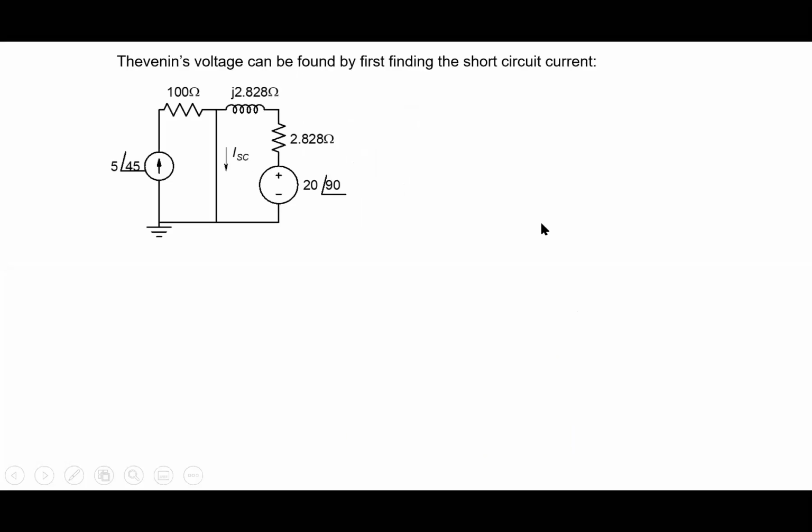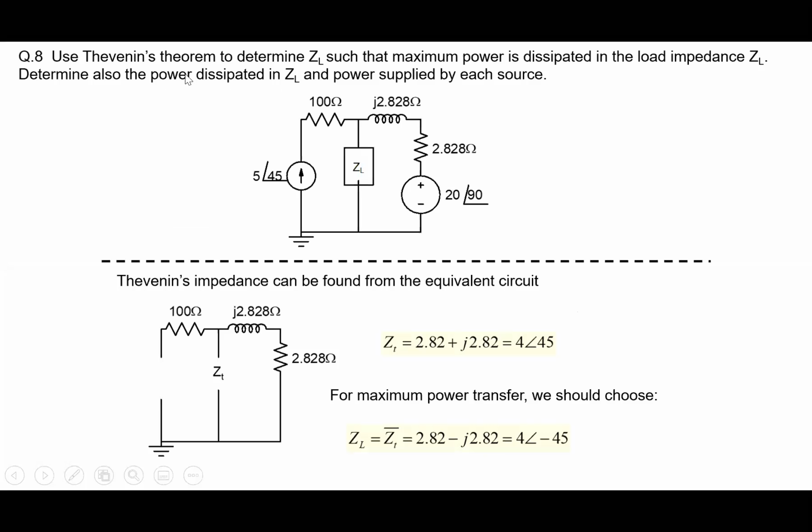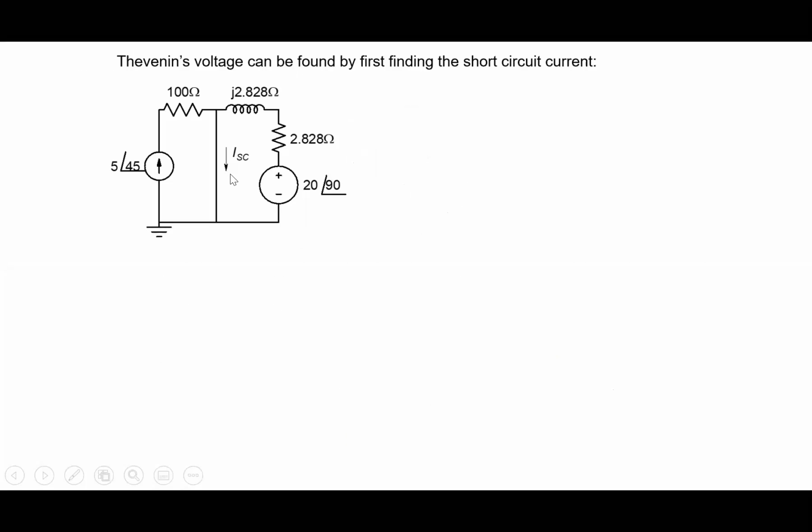The other thing that we are asking is to determine also the power dissipated in ZL and the power supplied by each one of those sources and all that. So we need to move forward and calculate the Thevenin's voltage also. Since we've already calculated the Thevenin's resistance, we can also calculate the Thevenin's voltage by calculating the short circuit current.